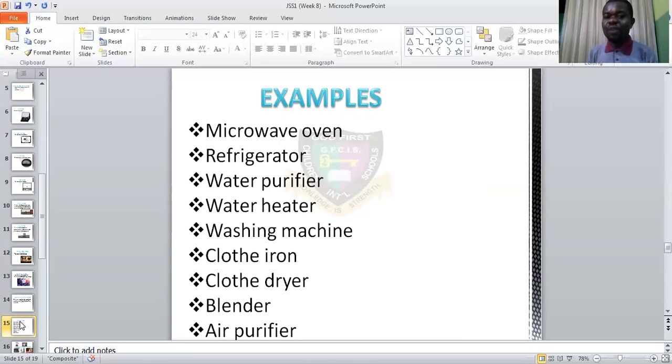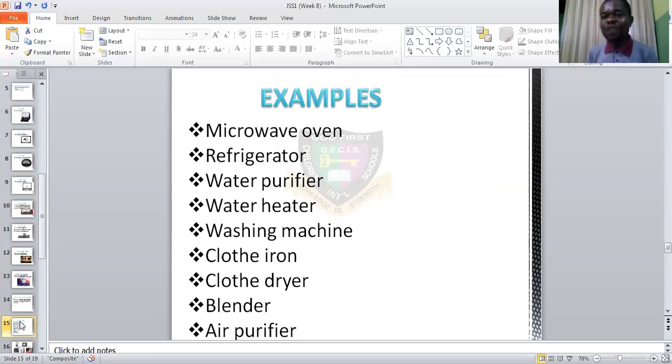These are the jobs they do. Clothes dryer. When you wash, even when there is sun or not, you can dry your clothes with them. Put the clothes there, and then before you know what's happening, the clothes are dry. The blender used to blend your tomato, or in common language, grind. Instead of using the grinding stone, put them there, you just plug it in, and it begins to blend.